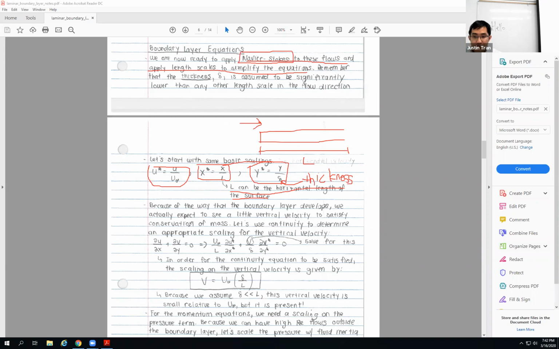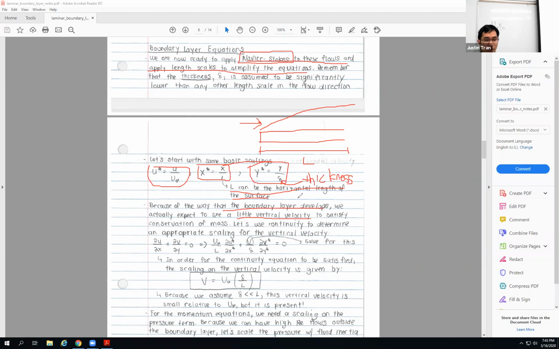One big difference with the boundary layer equations that we haven't seen before is that because of the way the boundary layer develops, as we know, the boundary layer is going to grow as a function of x. And because we have this growth of the boundary layer, what's going to happen is that we actually see some vertical velocity. This is different than before, because before we didn't have any vertical velocity that we needed to account for. But now we have some vertical velocity.